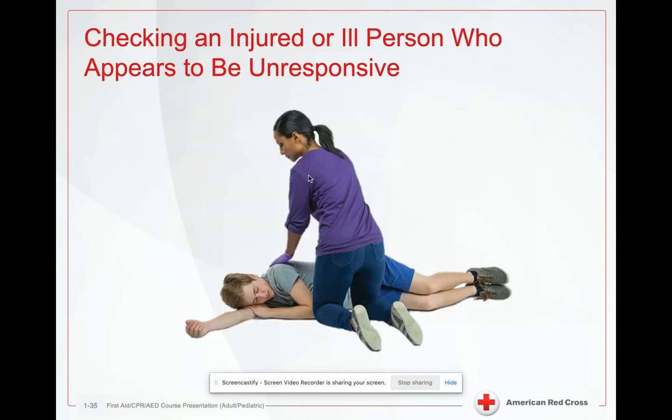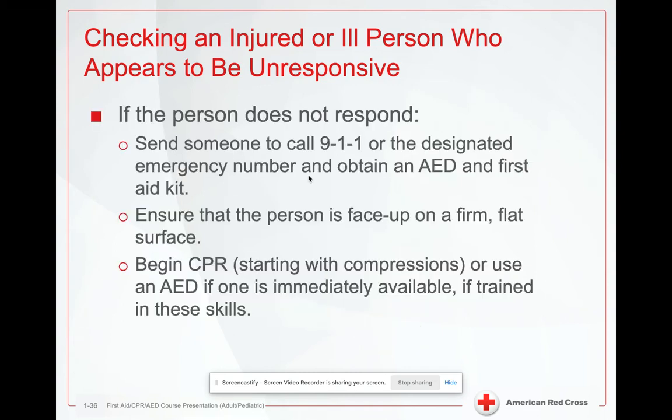So this is what that recovery position looks like. Again, just putting them on their side, so if they have to vomit, they can do so without obstructing their airway.